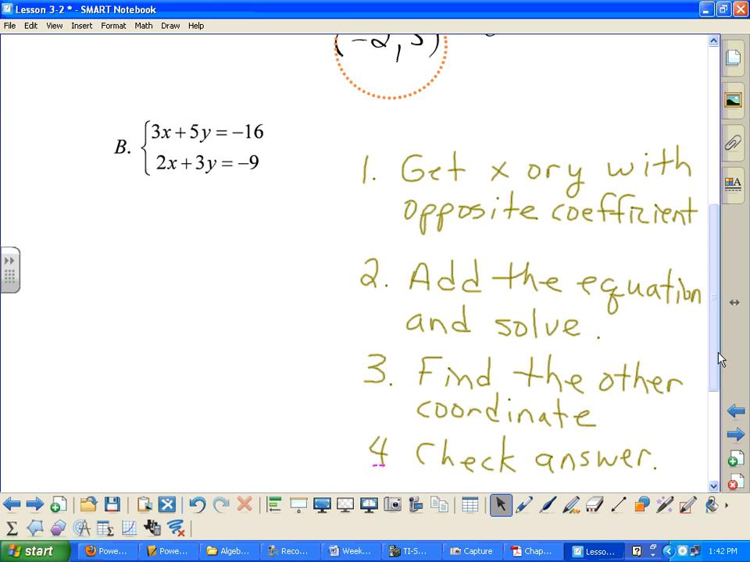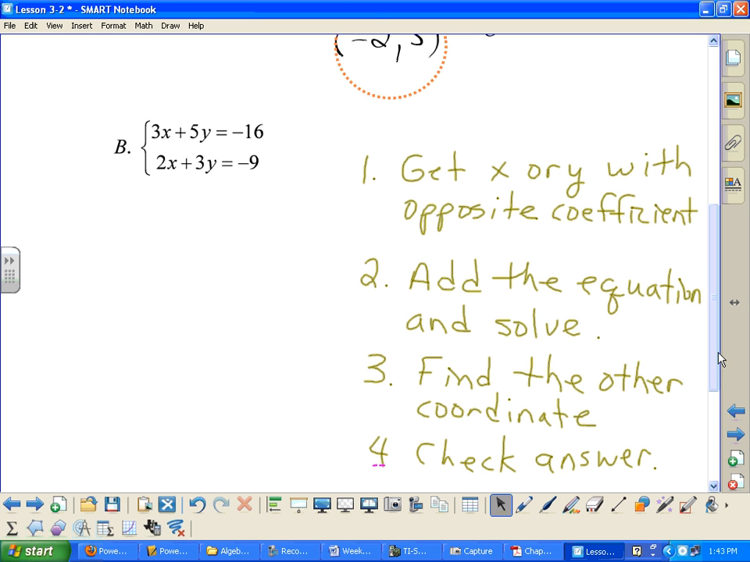All right, so here are our steps. We look at them first of all. Do x or y have opposite coefficients? No, they don't. So then we're going to get x or y so that they have opposite coefficients. Then once we do that, we'll add the equations and solve, and then find the other coordinate. And then always check your answer. You should go back and check them.